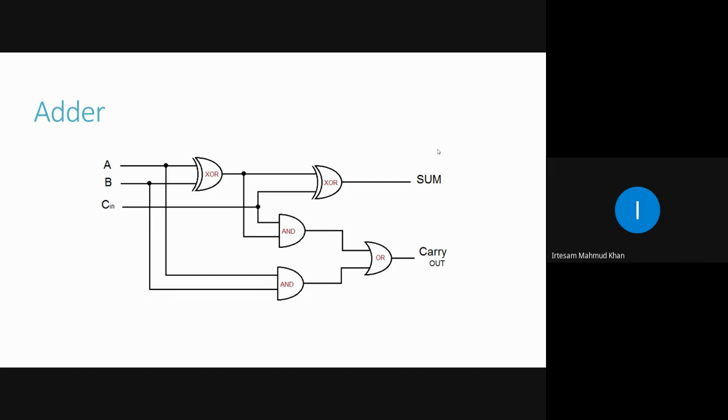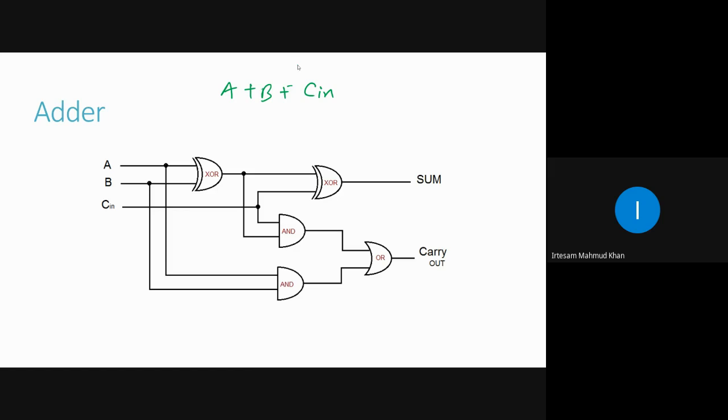But for now, let's just review the circuit of a full adder. What is a full adder? A full adder is actually adding three bits. Let's say we have A and B, two bits, and also we want to add the carry from the previous bit. So we want to add three bits, A, B, and C in. This is actually a full adder.